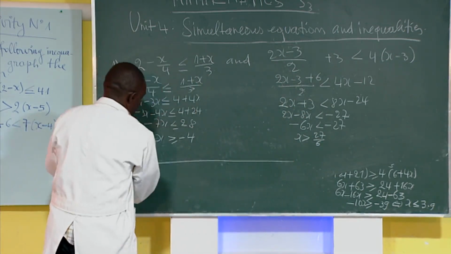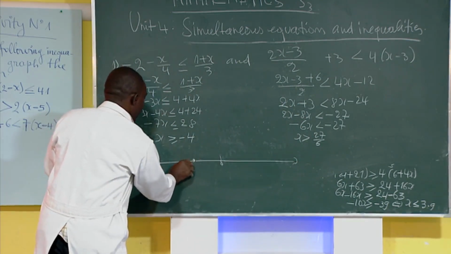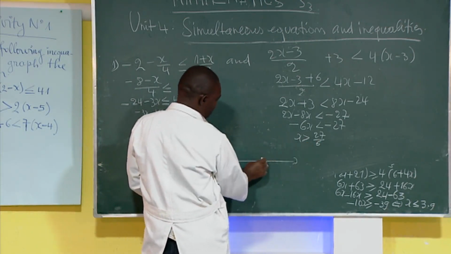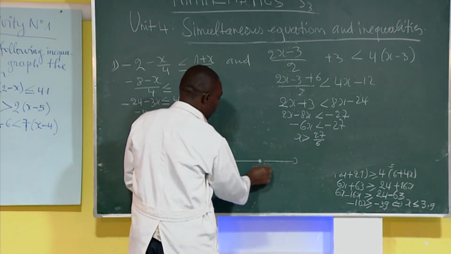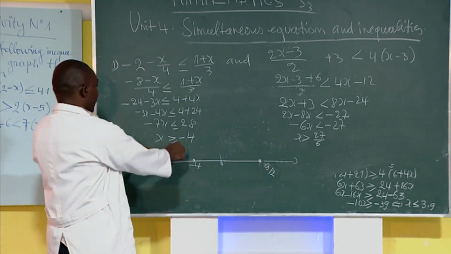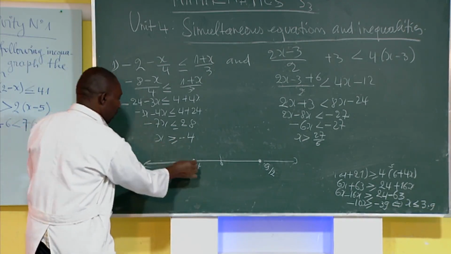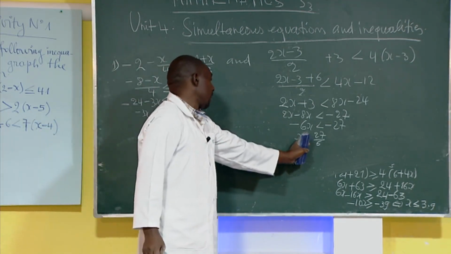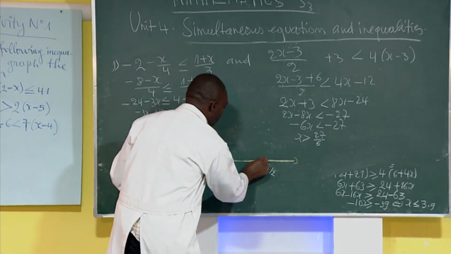On a number line, let us have minus 4 here, and probably 27 divided by 6 is 4 point something. Let us have 27, or by 3, it is 9 divided by 2, 4.5. X is greater than or equal to minus 4, we have x stands for all numbers greater than minus 4. We have this part. And x is greater than 4.5. So the solution is this one.